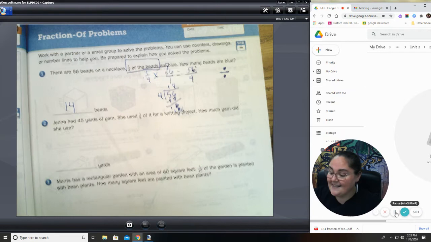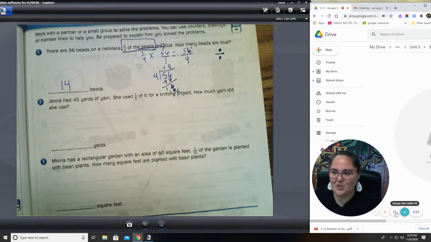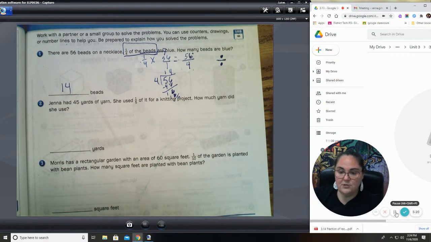All right. Now that we did number 1, let's check out number 2. Jenna had 45 yards of yarn. She used 1/5 of it for a knitting project. How much yarn did she use? Okay, so I want you to tell me what sentence shows me what my number model would be. Where in my sentence does it show me my number model?